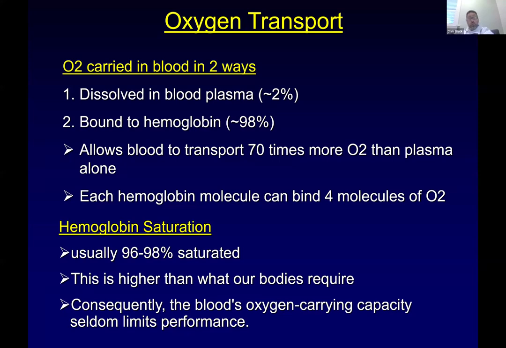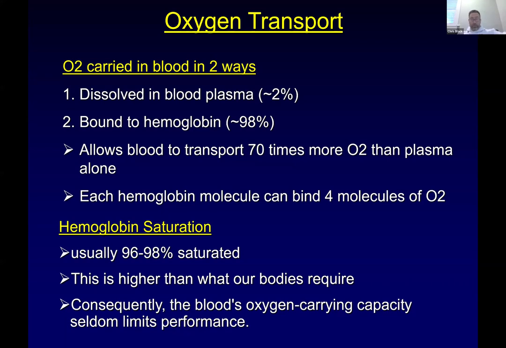Okay. So we do have a little bit of oxygen that will just be dissolved in our blood plasma. It's about 2% or thereabouts at rest. So there's a little bit there, but because we have hemoglobin, we can bind way, way more. And that's why hemoglobin in blood is so important for life in general.